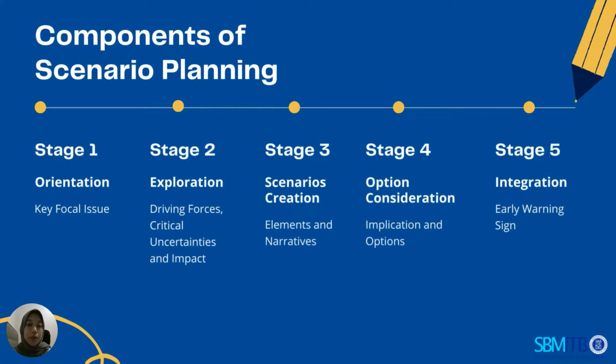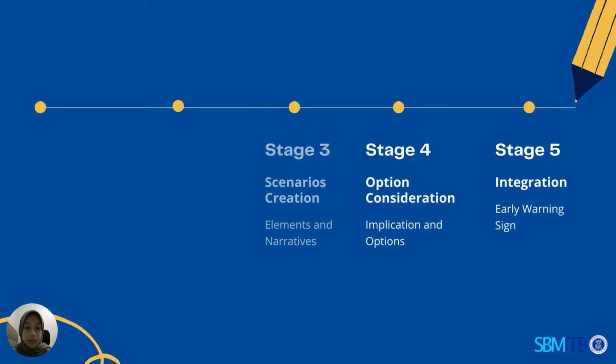The next one is components of scenario planning. There are 5 stages. The first one is orientation. It will define the key focal issue. Stage 2 exploration. It explains driving forces, critical uncertainties and impact. Stage 3 scenario creation. It explains elements and narrative. And move to stage 4 option consideration. It will explain implications and options. And stage 5 integration, early warning sign.